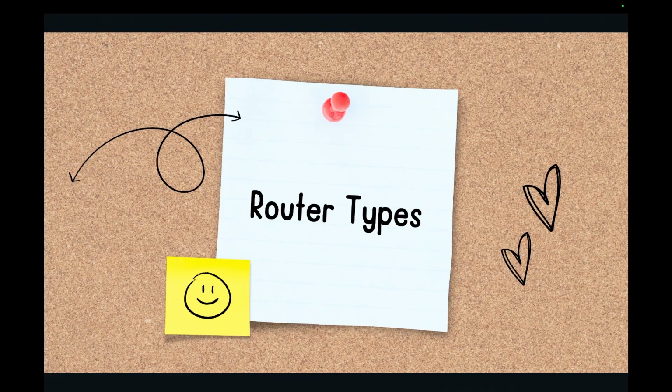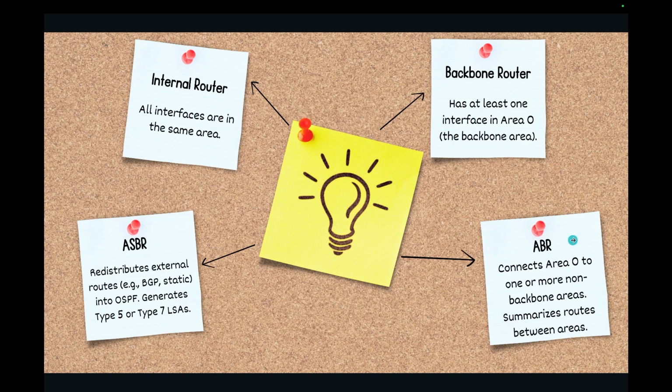Now let's look at the router types. There are some different types of routers, so let's look at them one by one. The first router type is the internal router. This is the type of router in which all the interfaces are in the same area. It doesn't matter whether it is area 0, 1 or 3, we just need to see if all the interfaces of that router are in the same area. Then it is considered an internal router.